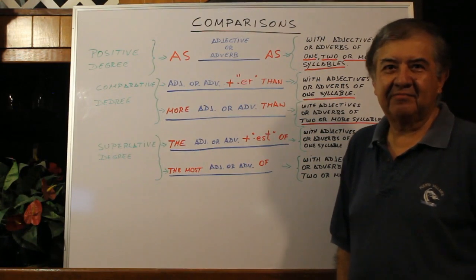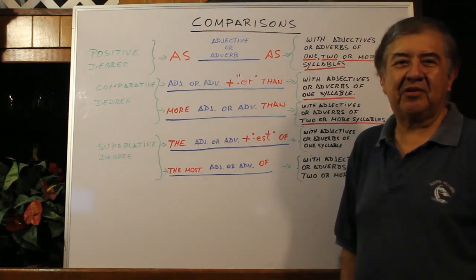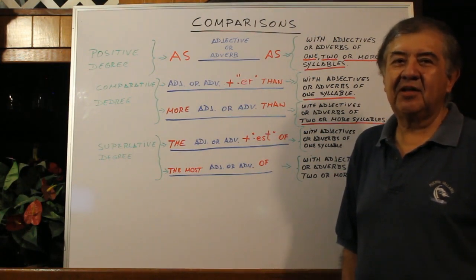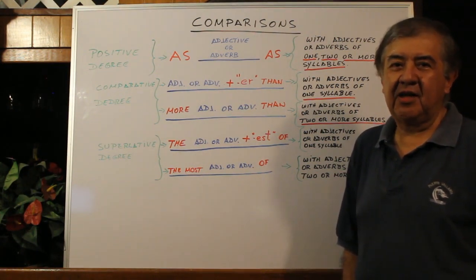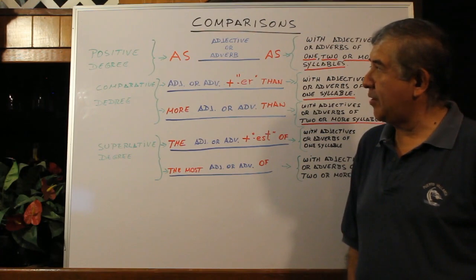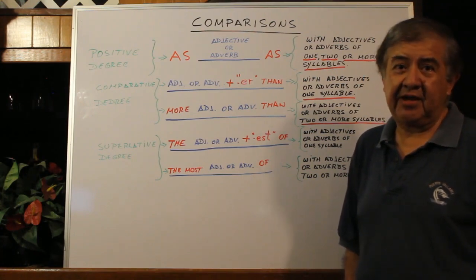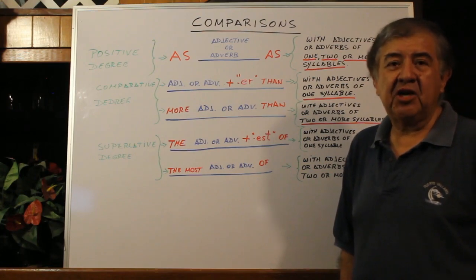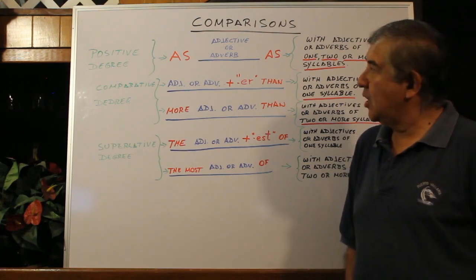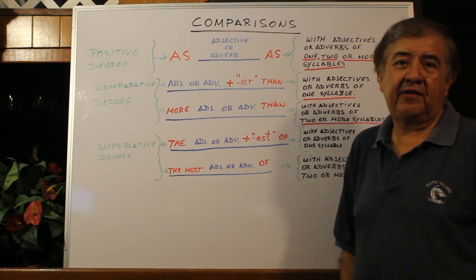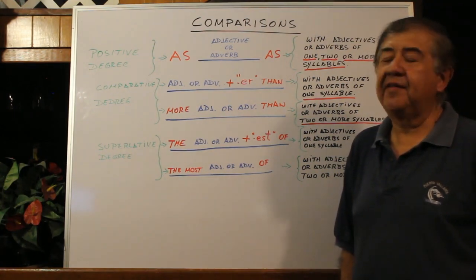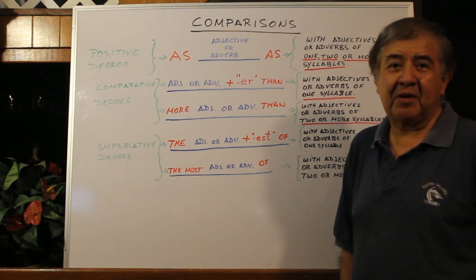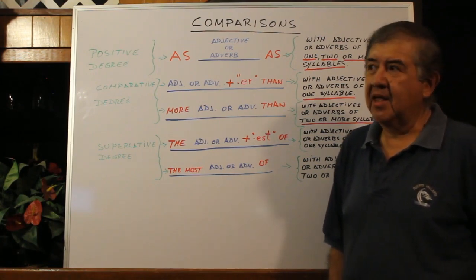Hello everyone. In this session you're going to learn about the structures for the comparisons. First of all, let me tell you that there are three types of comparisons: positive degree, comparative degree, and superlative degree. The positive degree is what we call in Spanish comparativo de igualdad. Comparative degree is comparativo de superioridad. And the superlative degree is el grado superlativo in Spanish, of course.